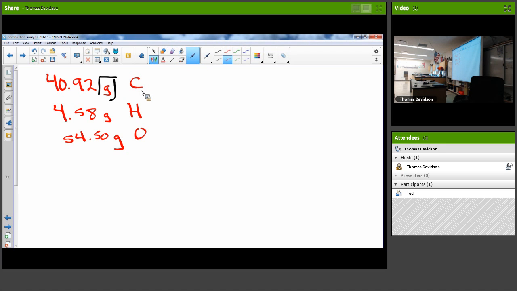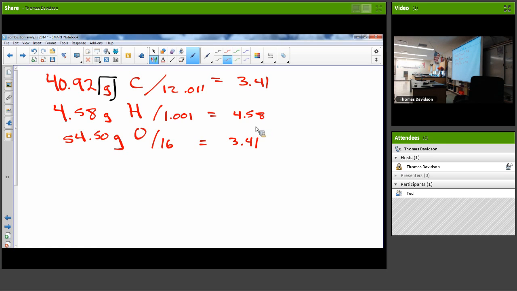You may recall the first thing to do, we converted the percents to grams. Then you divided each one by their molar mass. All right, we get three answers here. I don't remember what they are. What's this first one? Someone help me out. 3.41. Okay. This one's 4.58. And this is 3.41 also, correct?